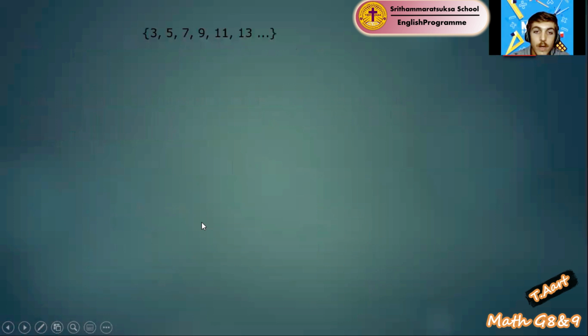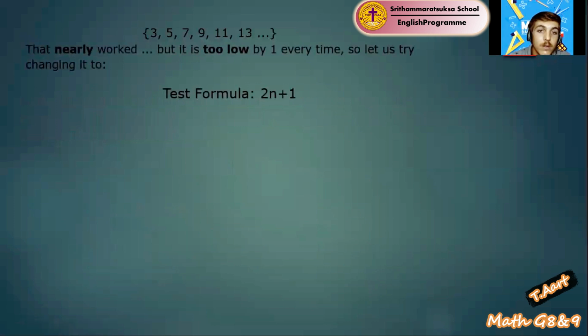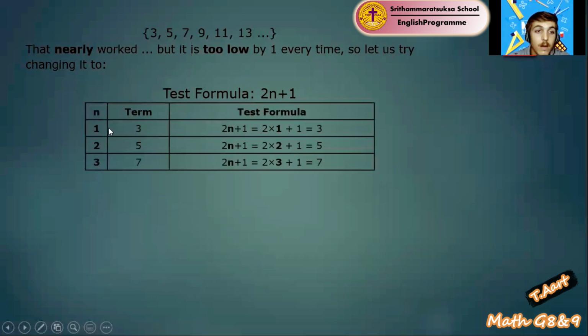So how about we try changing our formula to 2n plus 1. Now let's test that one. The first one would be 1 times 2 plus 1, which is 3, which is the same as our term. Second one would be 2 times 2, which is 4, plus 1 is 5, which is the same. And the third one would be 2 times 3 plus 1, which is 7. So that is our rule, our formula for this sequence.